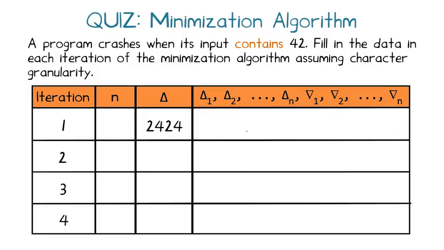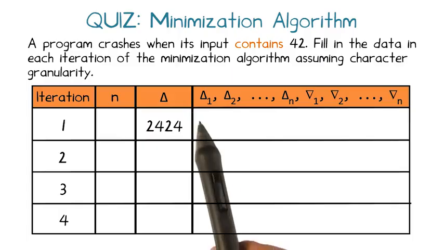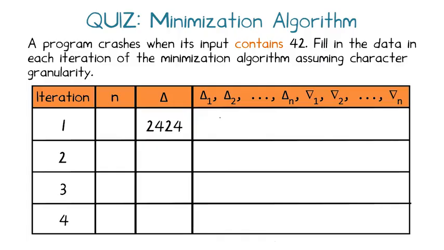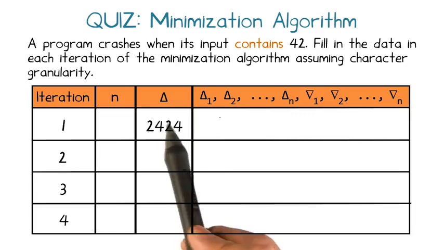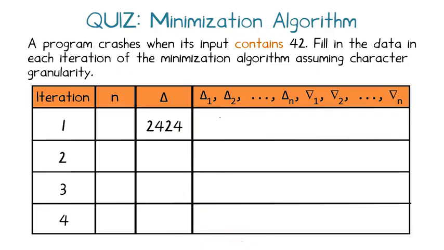Please separate the strings by commas, and don't surround the strings by quotation marks. Also, feel free to ignore duplicate strings. For example, if both delta 1 and delta 2 are the same in some iteration, you just need to write it once. Finally, if delta cannot be partitioned evenly into n groups, split it into groups as evenly as possible.